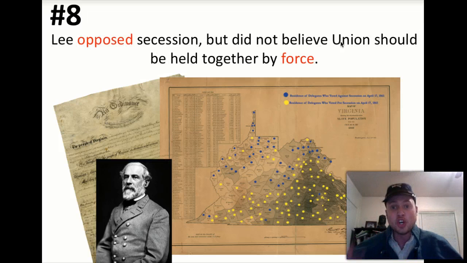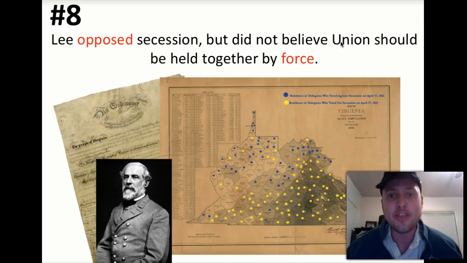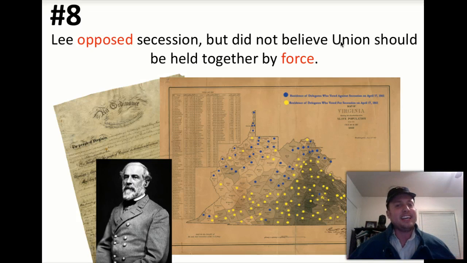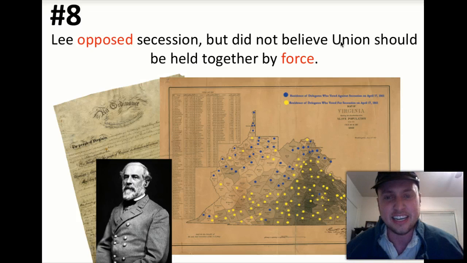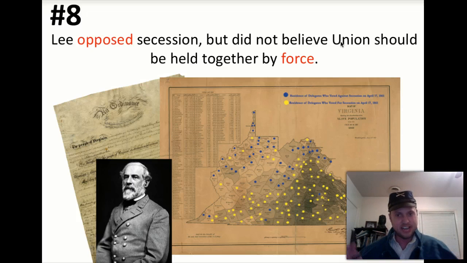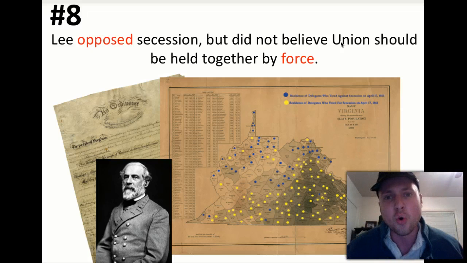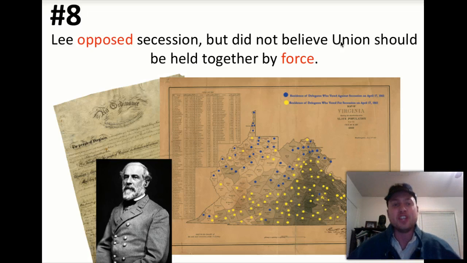Now, speaking of Lee, funny thing, he was against secession. He didn't think it was a good idea for the South to leave the Union. He wanted to stay together with the Union. But he did not like Abe Lincoln's idea of bringing troops into the South. He did not believe that the Union should be held together by force. He would not raise his sword against his home state of Virginia.